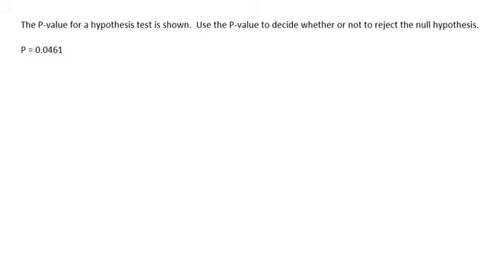The p-value for a hypothesis test is shown. Use the p-value to decide whether or not to reject the null hypothesis. We're going to look at three cases, three different levels of significance. The first one we're going to look at is when alpha equals 0.01.